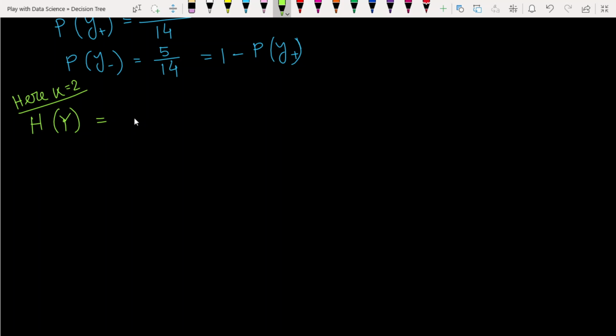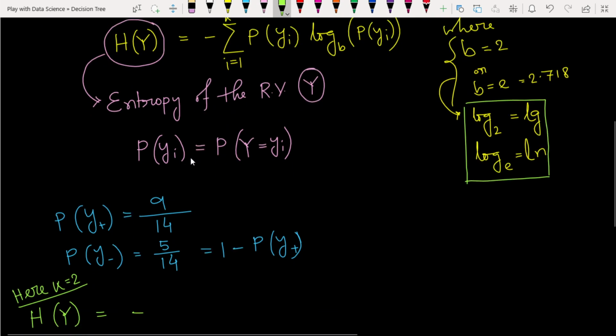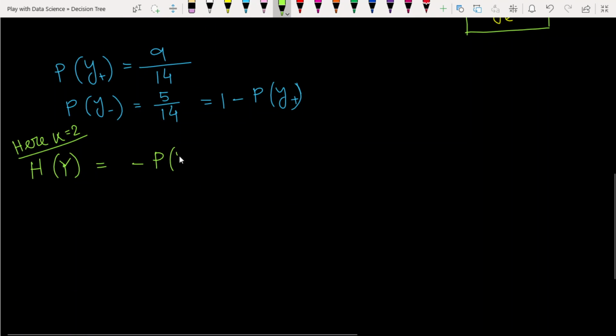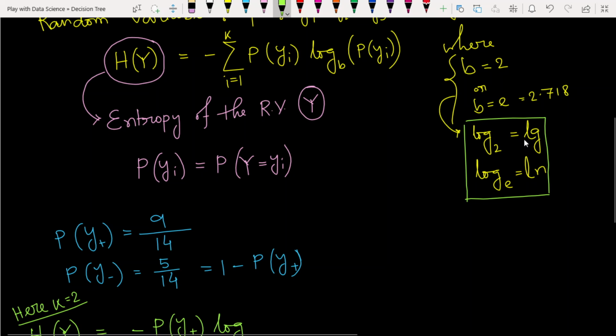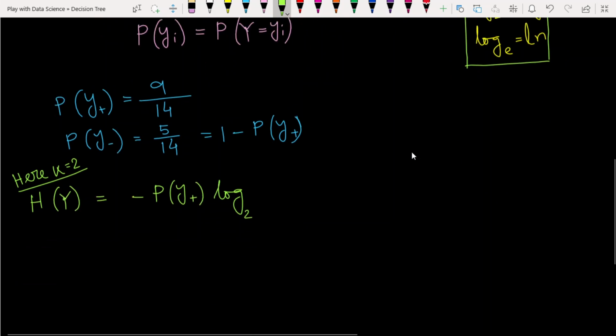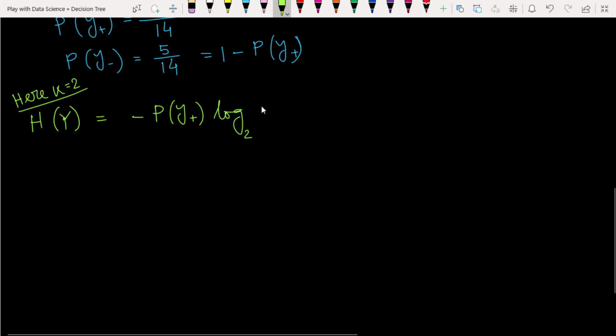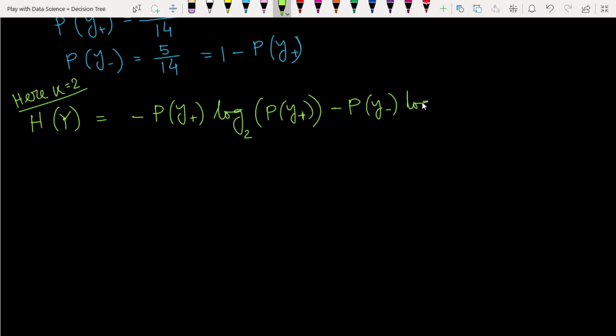So this formula will now be minus probability of y plus into log. I'm just taking log to the base 2 here, just for example, but it depends on the situation. If you are interested, you can take log to the base e, but I am taking log to the base 2 here. So probability of y plus, minus similarly probability of y minus, log to the base 2 of probability of y minus.